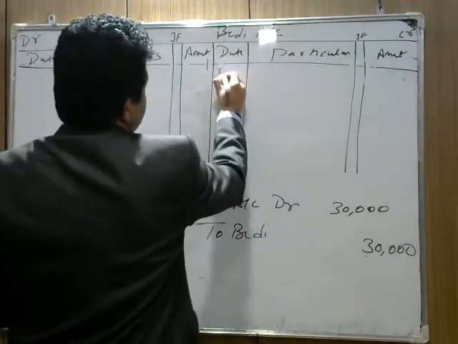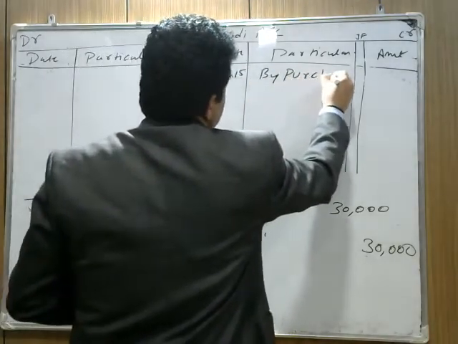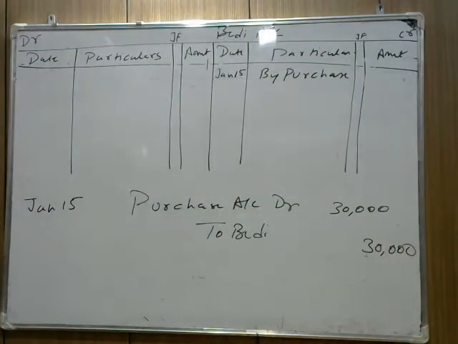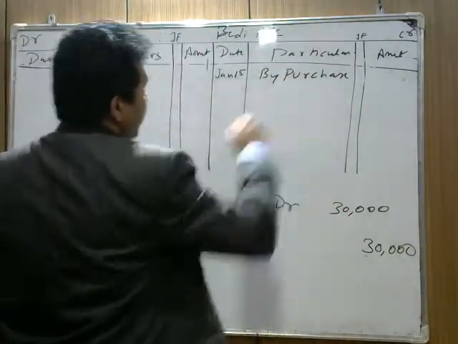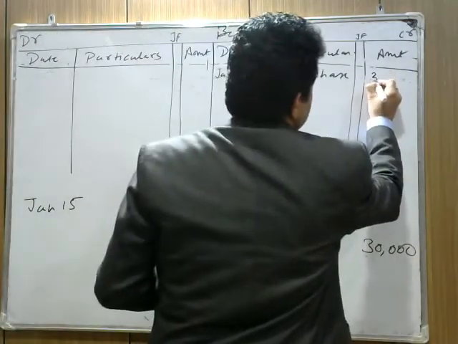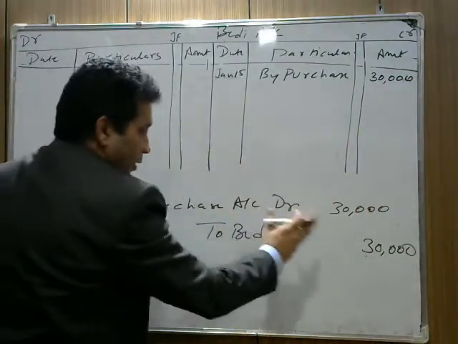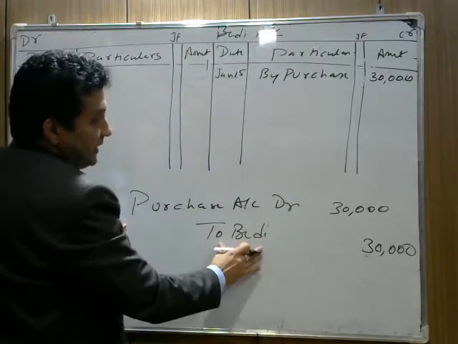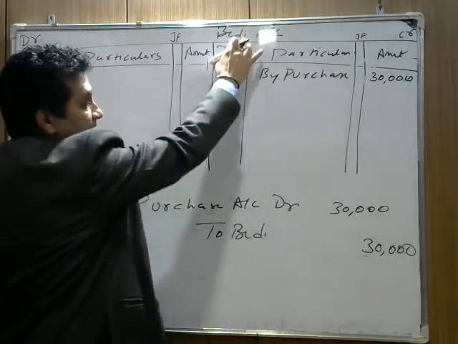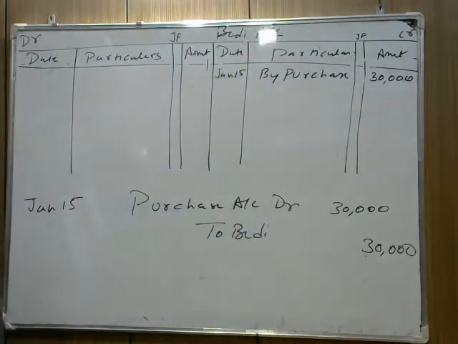We write on Jan 15, we write "by purchase". हमने Bedi को credit किया because we purchased goods from Bedi. हमने Bedi से goods purchase किए हैं. Now see, we purchased goods from Bedi 30,000. So we write "by purchase account 30,000". Okay, it means हमने Bedi के account को credit कर दिया because the entry says that purchase account debit to Bedi. So Bedi should be credited. Now in Bedi we cannot write "by Bedi account" because हम Bedi का account बना रहे हैं. So what do we write? By purchase account 30,000.